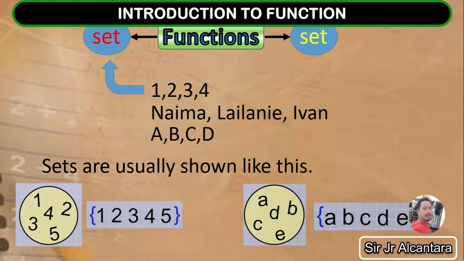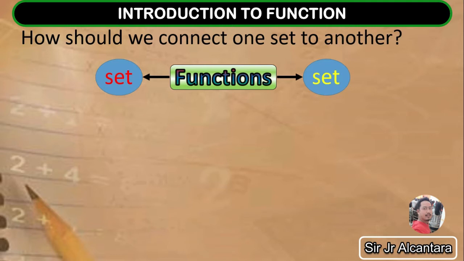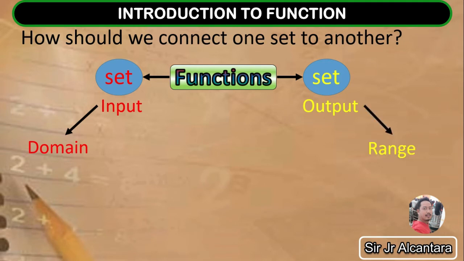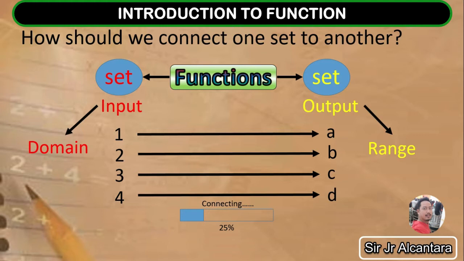So, di ba sabi dyan, set, i-connect siya sa another set. So, paano yon? How should we connect one set to another set? Functions. Set, connect to another set. Yung set na isa is input. Mag-input ka, at yung isa naman is yung kalalabasan niya. So, output. Tawag sa input, domain. Yung tawag naman sa output, range. So, sa input ng 1, 2, 3, 4, connect natin, yung 1, kukonek sa A, yung 2, kukonek sa B, yung 3, kukonek sa C, at yung 4, kukonek sa D.